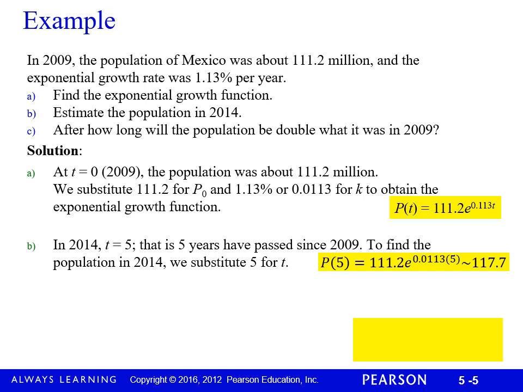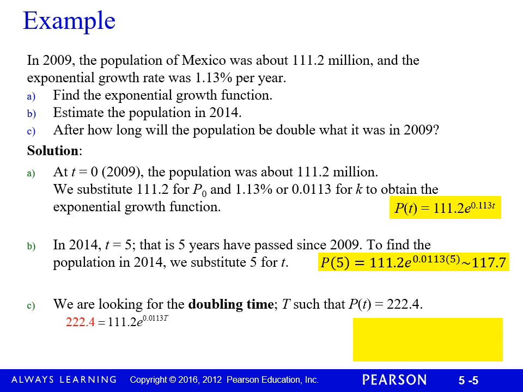C, after how long will the population be double what it was in 2009? Well, in 2009, the population was 111.2, so we're trying to figure out when the population will be 222.4, right? So we plug this in and set it up and try to solve for t. So we get 222.4 equals 111.2 e to the 0.0113t. Okay, so we're trying to solve for t.